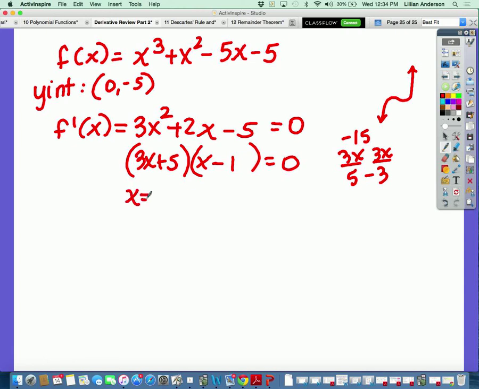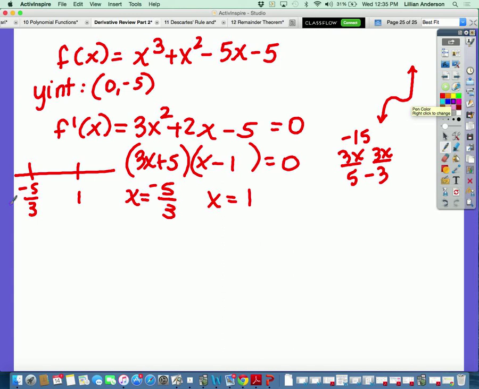So x equals negative 5/3 and 1, okay? Now those are not my x-intercepts, those are my critical points. These could possibly be where my maxes and mins are. So I have to do a number line to figure out exactly if the extreme does occur there. Okay? So I'm going to pick test points.